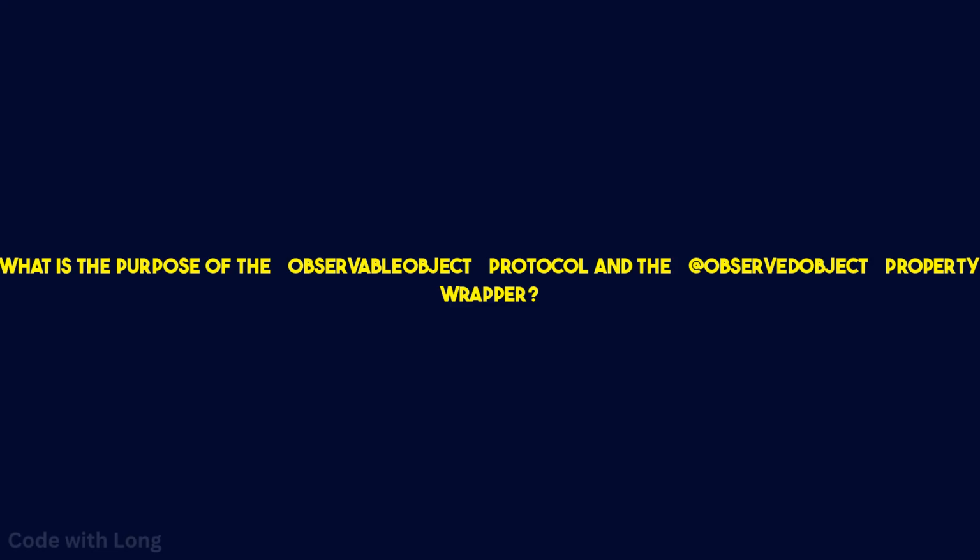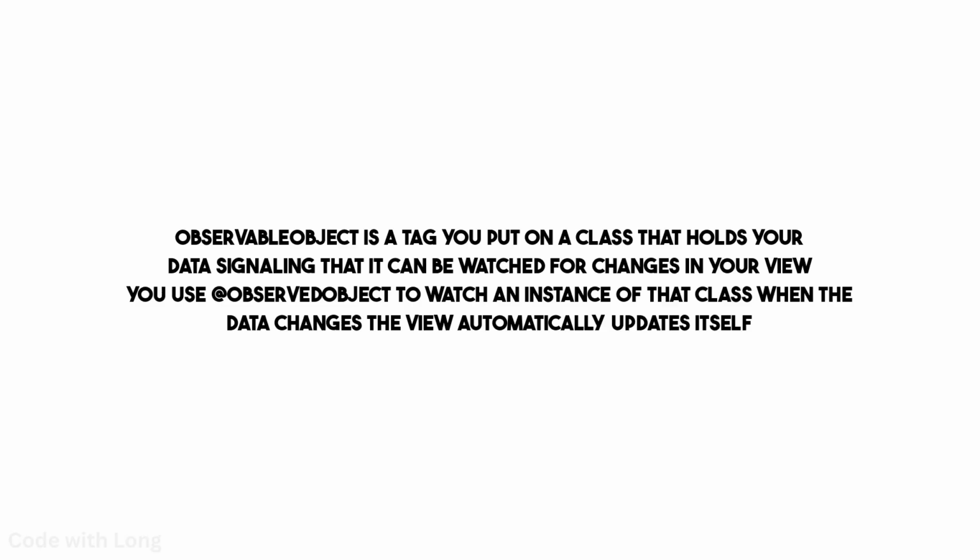What is the purpose of the ObservableObject protocol and the @ObservedObject property wrapper? ObservableObject is a tag you put on a class that holds your data, signaling that it can be watched for changes. In your view, you use @ObservedObject to watch an instance of that class. When the data changes, the view automatically updates itself.